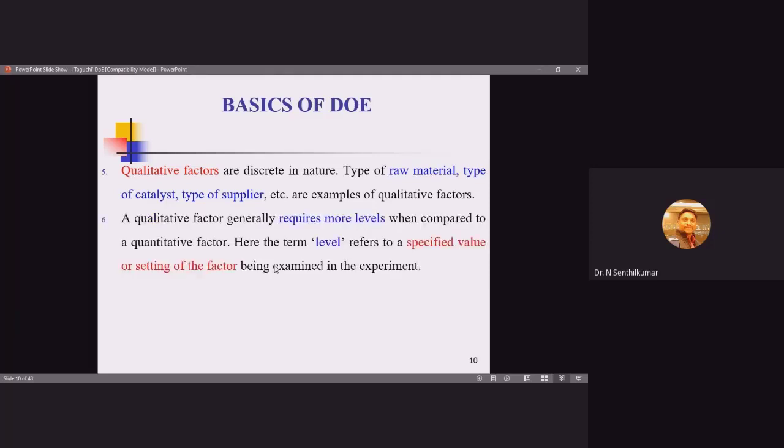So a qualitative factor generally requires more levels. For example, cooling: mist cooling, no cooling, cryogenic cooling, flood cooling. So we are going to have more levels of coolants. But in the case of quantitative, a moderate number of levels can be used. That is 3 levels, 4 levels, even we can consider 5 levels. It all depends upon the range.